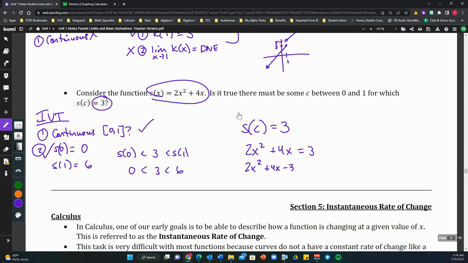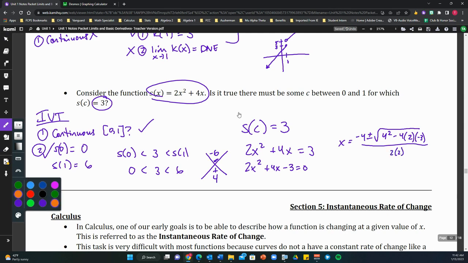I would solve by getting everything to one side. You could try to factor this with the AC method. You need numbers that multiply to make -6 and add to make +4. There are none, which means this is not factorable. So instead, we would use the quadratic formula. x would equal the opposite of b plus or minus the square root of b squared minus 4 times a times c, all over 2a.